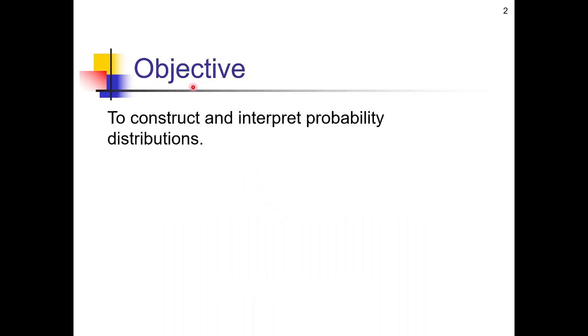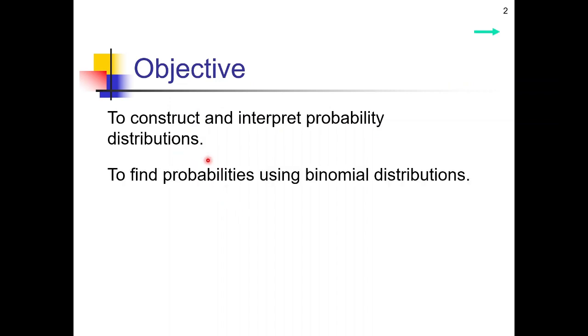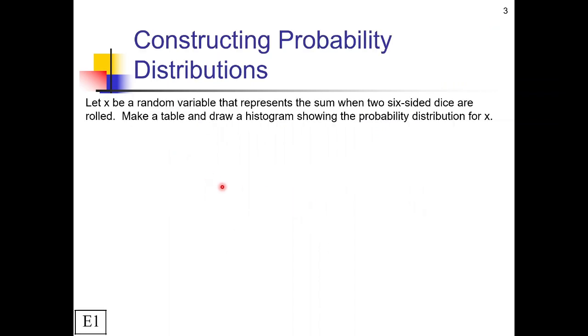In this one, we will be constructing and interpreting probability distributions, and we're going to find probabilities using binomial distributions. So we're just going to dive right in with a problem here. Let x be a random variable that represents the sum when two six-sided dice are rolled. Make a table and draw a histogram showing the probability distribution for x.